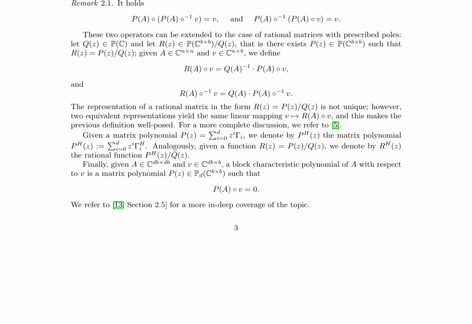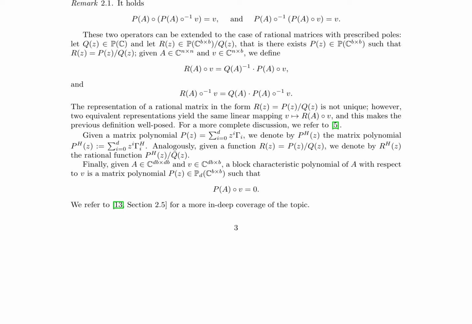R(z) equals P(z)/q_k(z), and P(z) is a matrix polynomial of degree less than or equal to k-1. The block rational Krylov spaces are strictly nested, meaning Q_k(A, V, ξ_k) is a subset of Q_{k+1}(A, V, ξ_{k+1}), and the dimension of Q_k(A, V) is equal to kb.